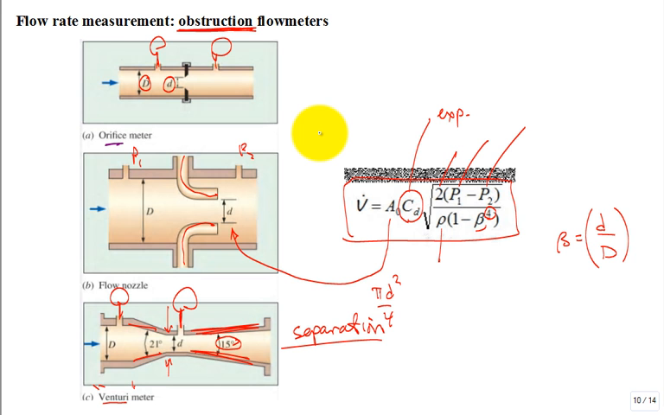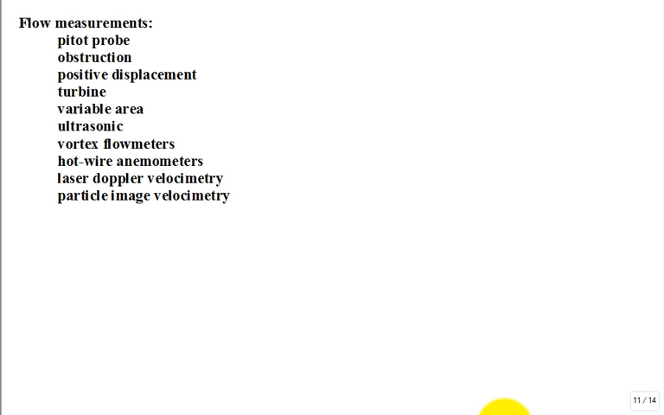True? All right. Too many flow measurement devices. This book really goes above and beyond in exposing students to positive displacement flow meters, turbine flow meters, variable area rotometers, ultrasonics, vortex flow meters, hot wire anemometers.